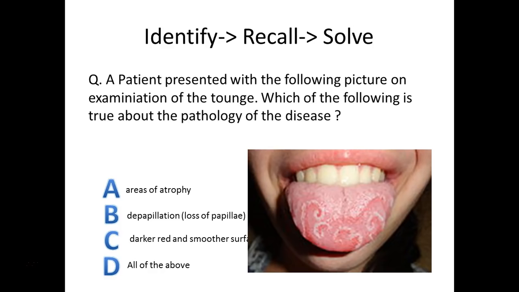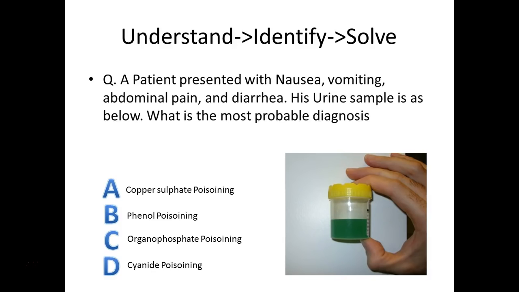Similarly, look at this. The patient presented with the following picture on examination of the tongue. Which of the following is true about the pathology of the disease? So first, based on the image, you have to identify the disease and then think of the pathology. So again, it's an identify, recall and solve type of question. Now, the last type of question is understand, identify and solve.